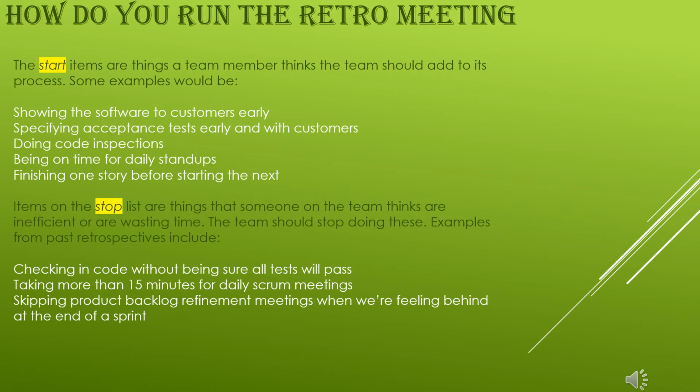And what stop means is other things that someone on the team thinks are inefficient or are wasting time. So the team should stop doing this. Examples are checking in code without being sure all tests will pass, taking more than 15 minutes on the scrum calls, skipping refinement meetings at the end of the sprint.